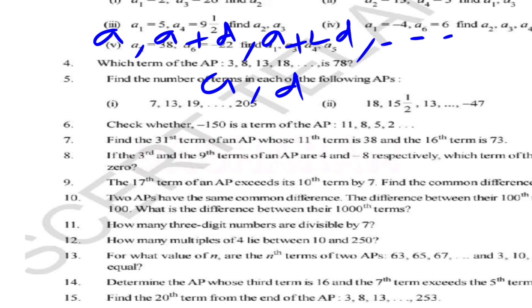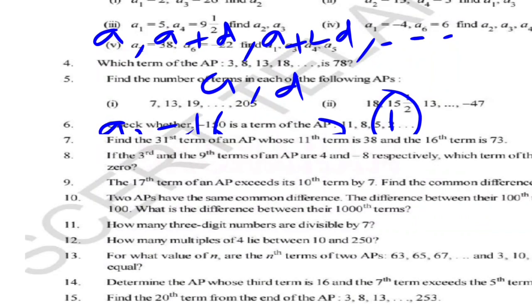So here third term 16 means a3 equals 16. So here you will get one equation, that is a plus 2d equals 16. And seventh term a7 exceeds the fifth term by 12, so that means a5 plus 12. So here a7 means a plus 6d, equals a5, which is a plus 4d, plus 12.